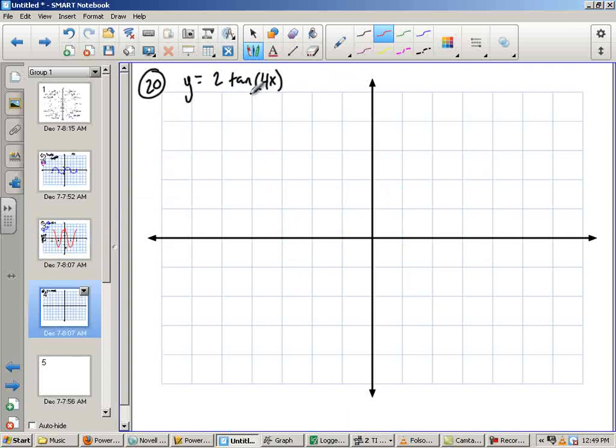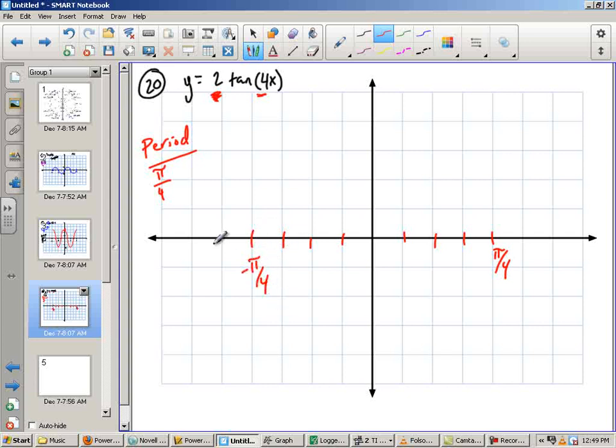Last is our tangent. Tangent does not have an amplitude, but this 2 will play an important role in how I build my function later. First, let's start with my period, which is always pi over the multiplier of x, which is 4. So my period is pi fourths. So I got 1, 2, 3, 4, pi over 4, negative pi over 4.